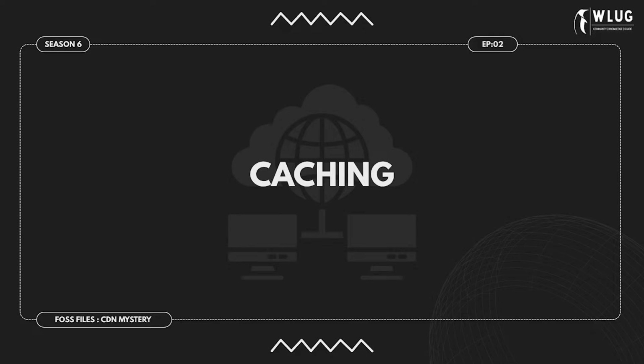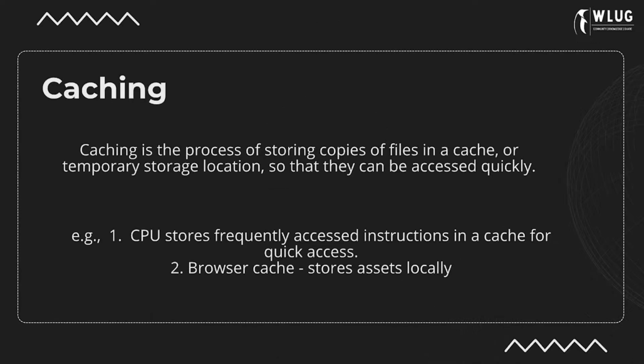I'm sure a lot of you here know caching. Can somebody tell me what it is? Temporarily stores data, yes. So, caching is basically the process of storing your frequently accessed data for faster access. Right? It stores it in a temporary storage location so that these files can be accessed quickly.